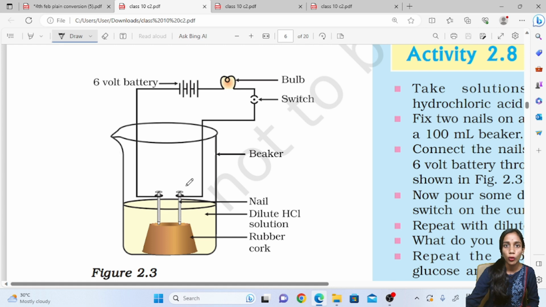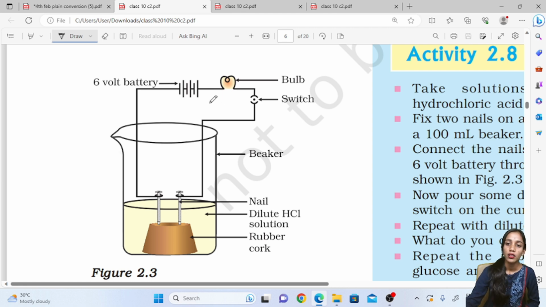For example, glucose, alcohol, then acetic acid, hydrochloric acid, sulfuric acid. These solutions were taken in a beaker, and electricity was passed. Two iron nails were placed over here and connected to an electric circuit, and there was a bulb for detection of electricity. The main purpose of this activity was to know which solution will be able to conduct electricity, which solution will be responsible for the conduction of electricity.